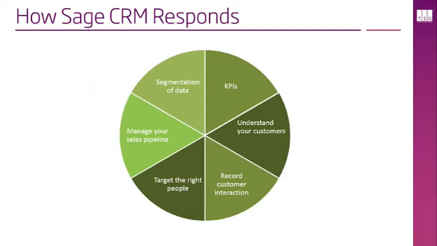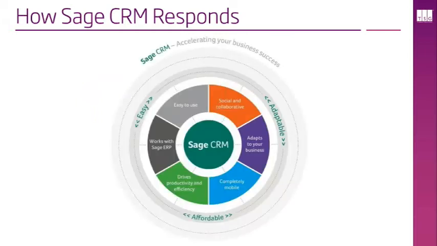So that segment there, it talks about KPIs. That's about reporting. It's about dashboards. It's about features that allow you as a business to understand how successful you've been. Now, this diagram on the screen now is a Sage diagram. And it really just overlays on top of the previous slide in terms of the features and benefits of Sage CRM. It is really easy to use as a tool.